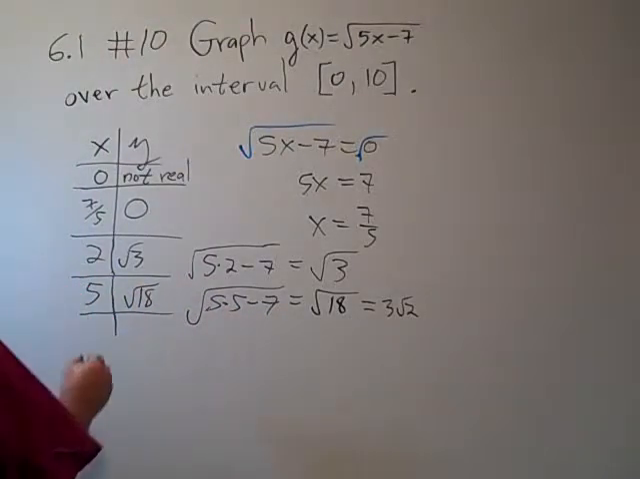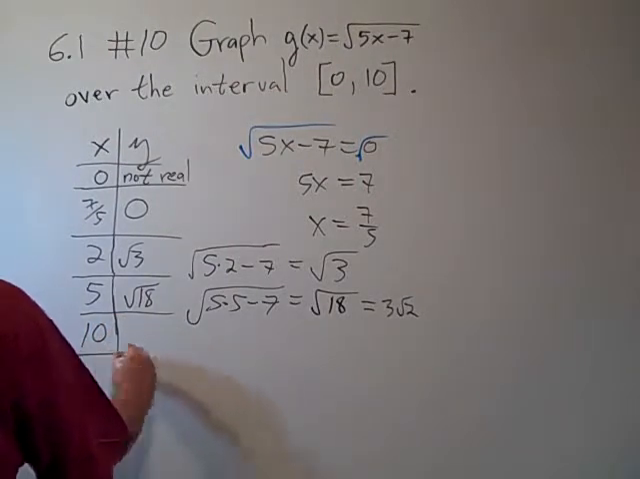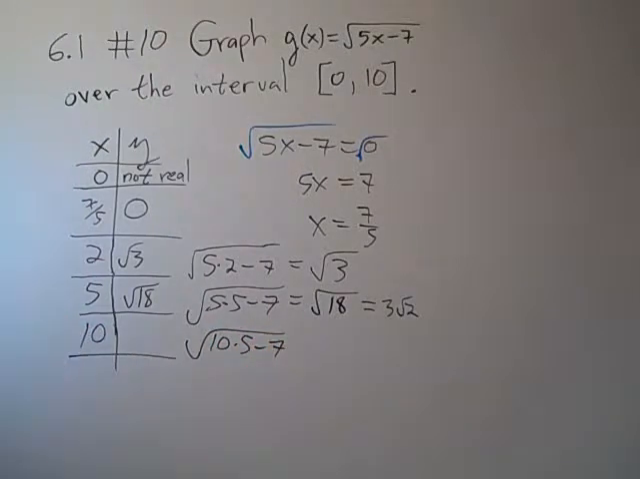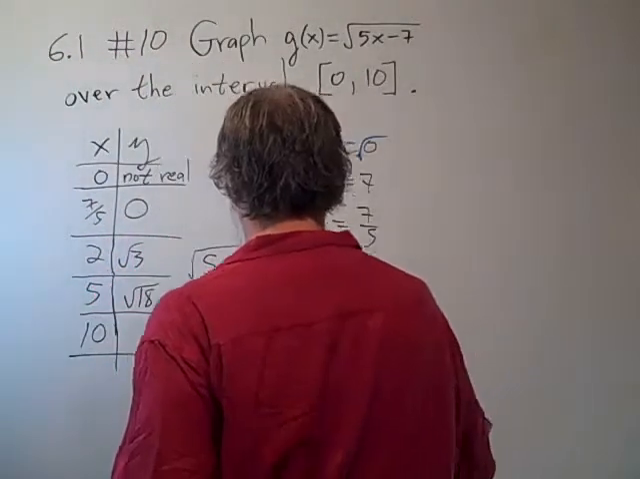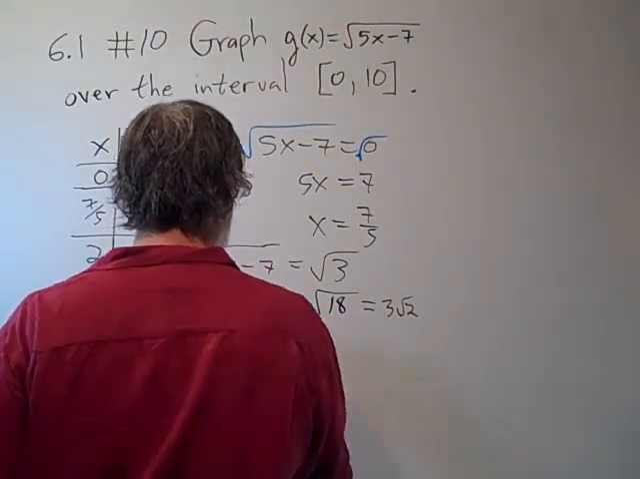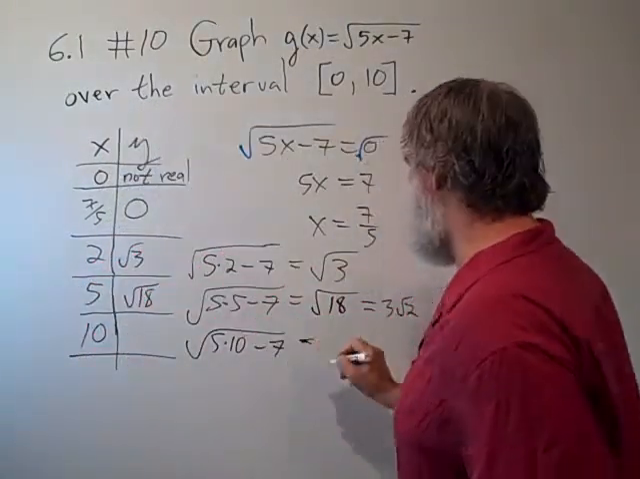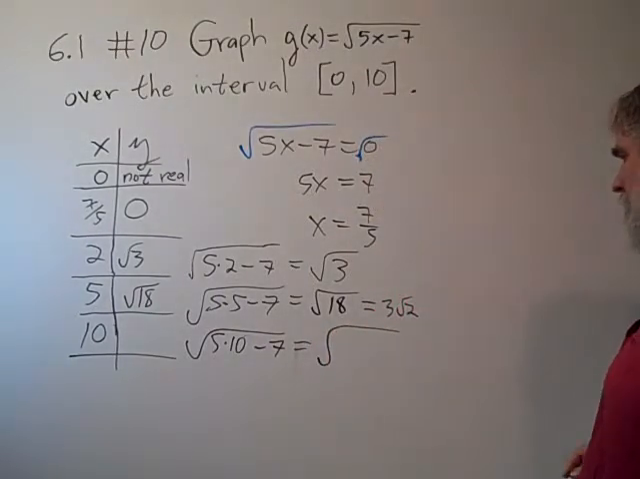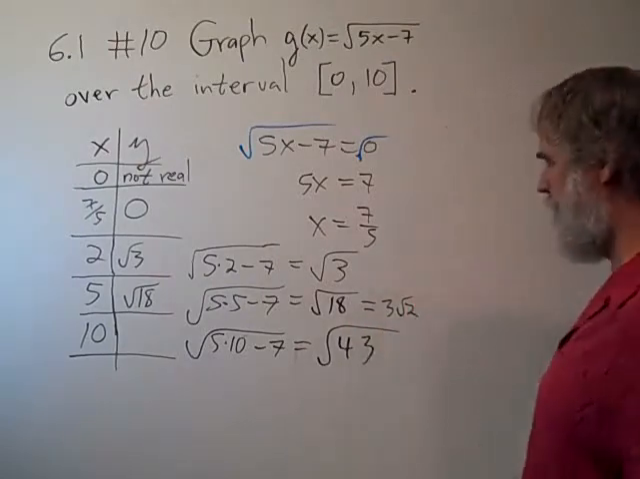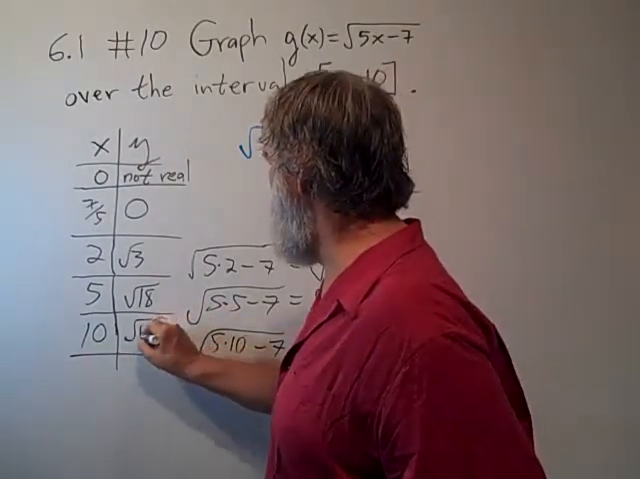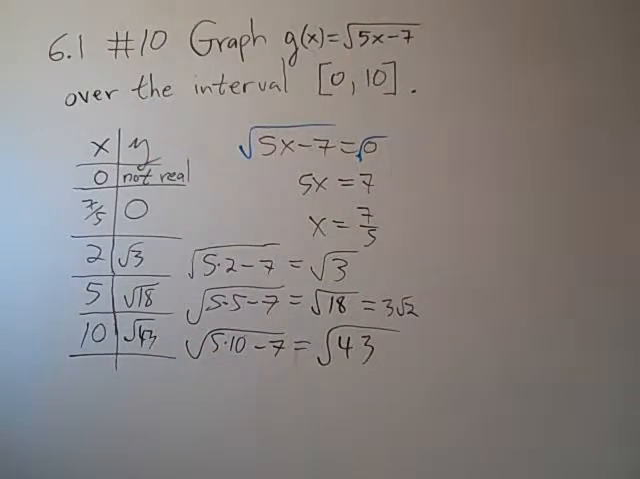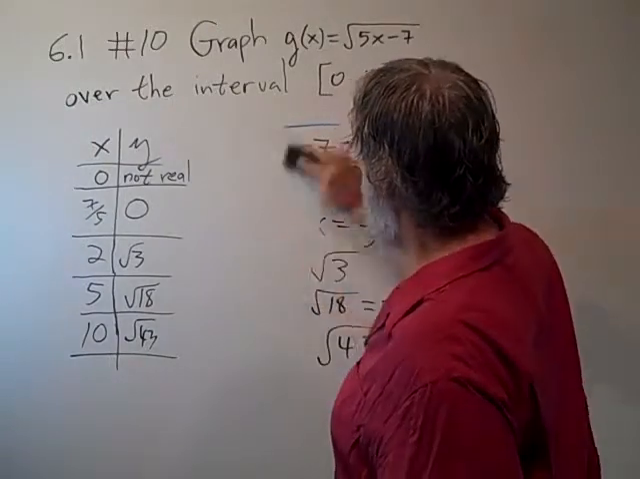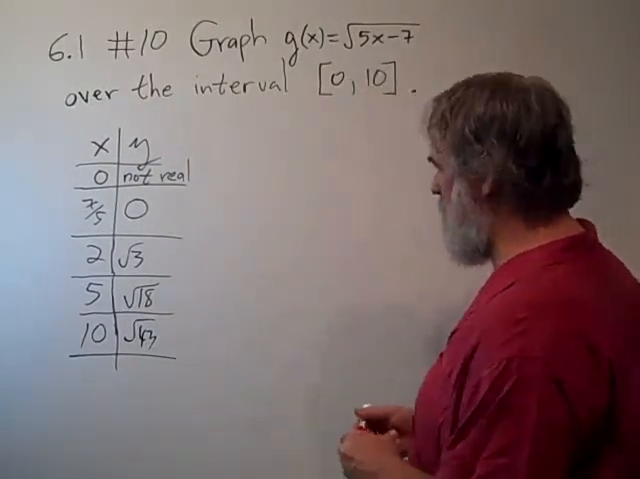Now let's just jump up to 10, the other end point of this interval, and see what we've got. The square root of 10 times 5 minus 7. 5 times 10 minus 7. That's 50 minus 7. So 50 take away 7 is 43. So that's the square root of 43. So we now have a few points on the graph. We should be able to graph this. But first let's see what these are approximately as decimals.